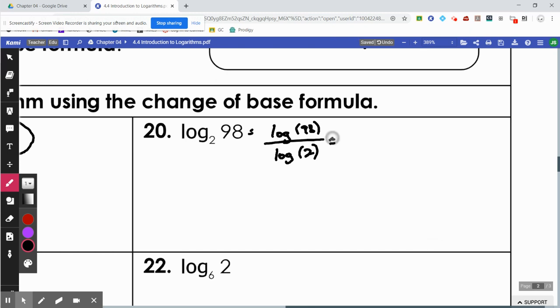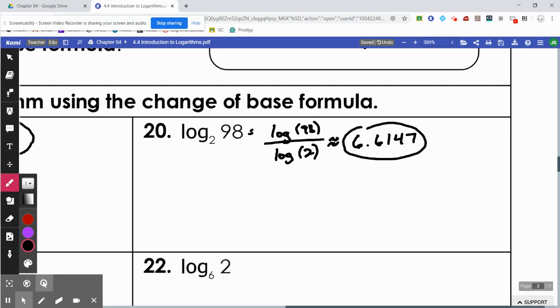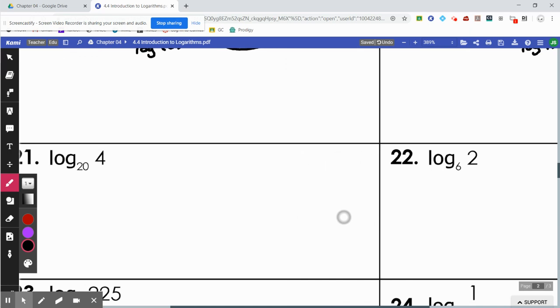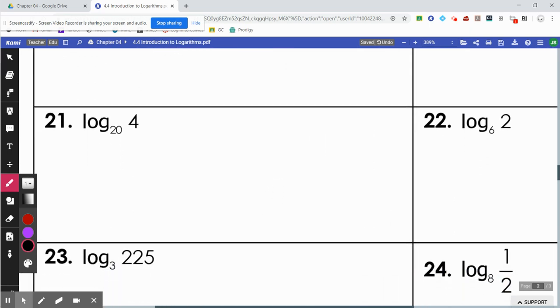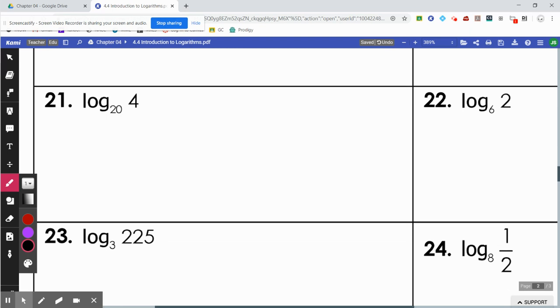When we type that in, and I'm going to put my approximate symbol, we're going to get about 6.6147. So 2 to nearly the 7th power is equal to about 98. Next one, 20 to what power is 4? Now, I know this is going to be a fraction, a value smaller than 1, because I know 20 to the first would be 20, so it's going to be between 0 and 1.